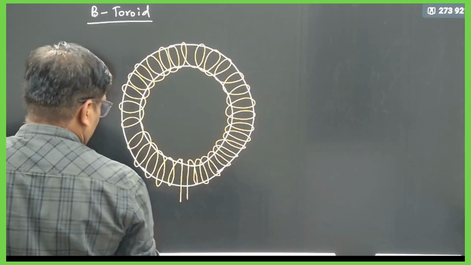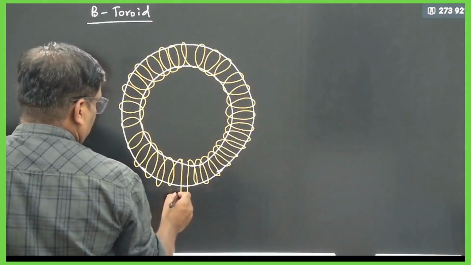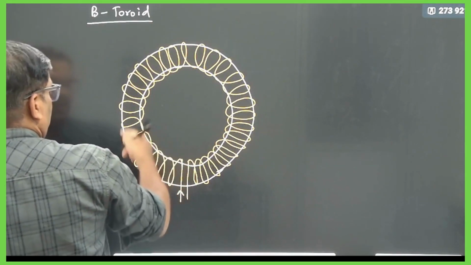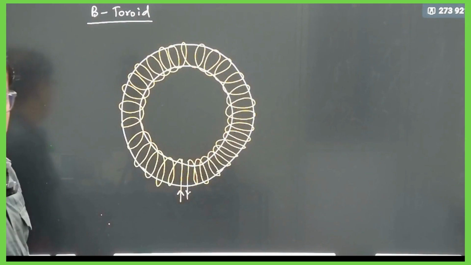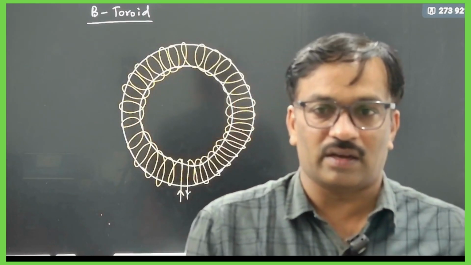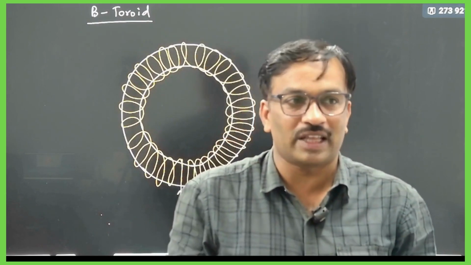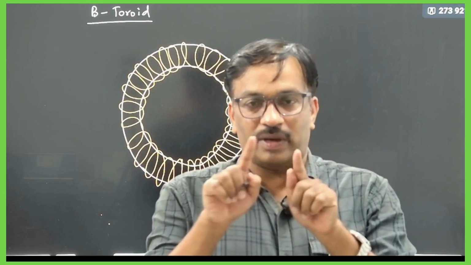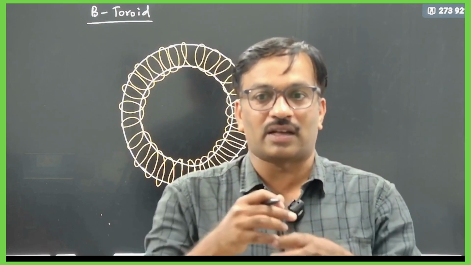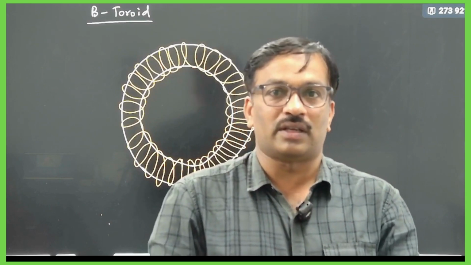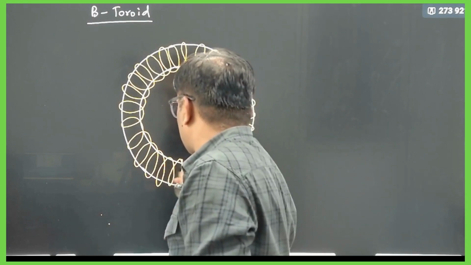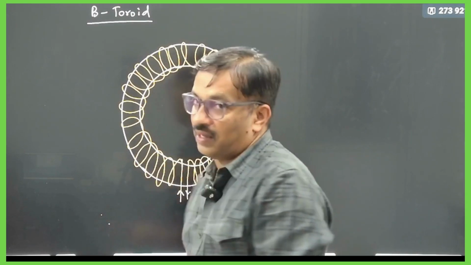Suppose the current I is flowing in this part, and the current will come out after this. Very important, in both solenoid and toroid, there should be no connectivity between the two coils, so that the current does not jump from one coil to another very easily. In between these two coils, there should not be any contact.